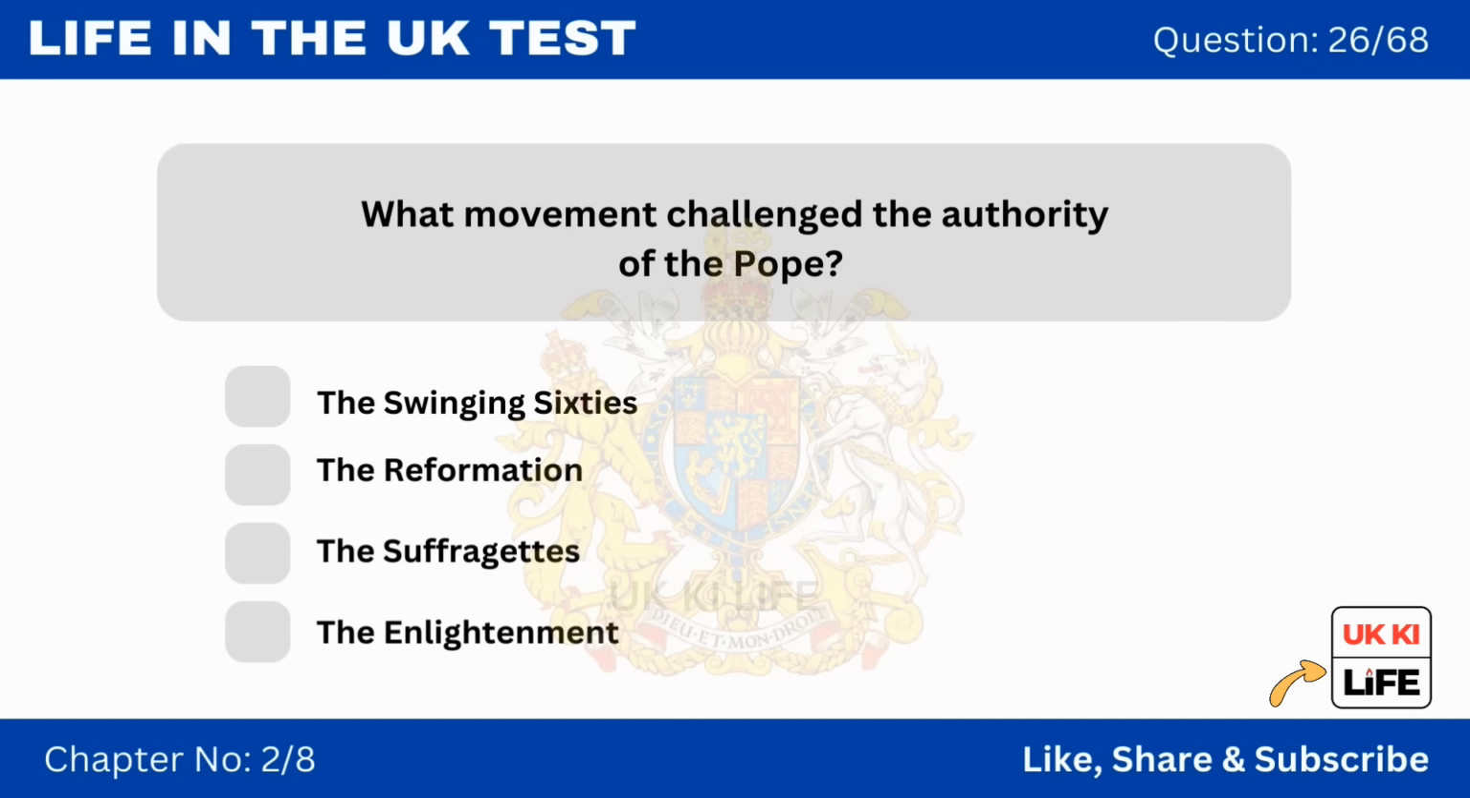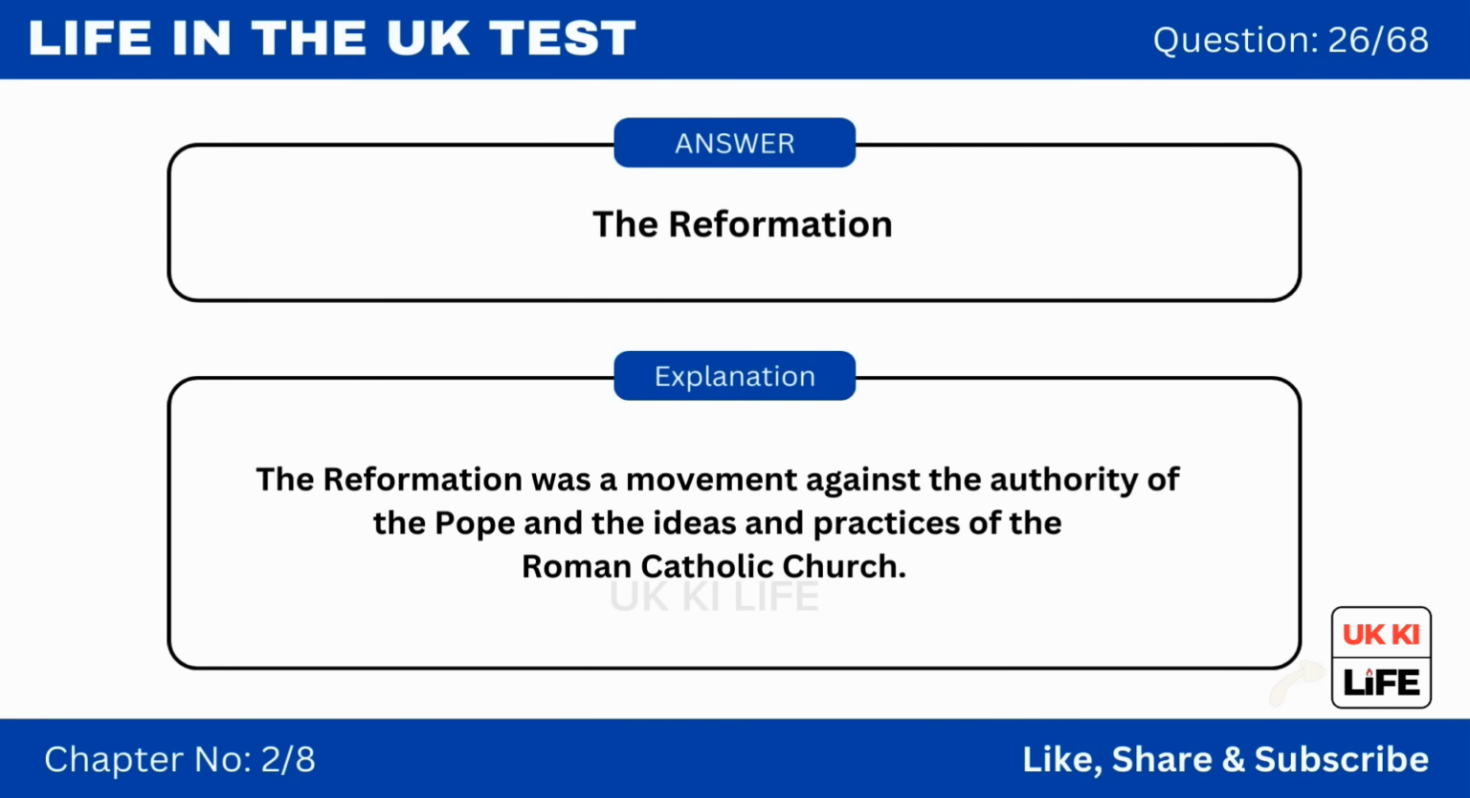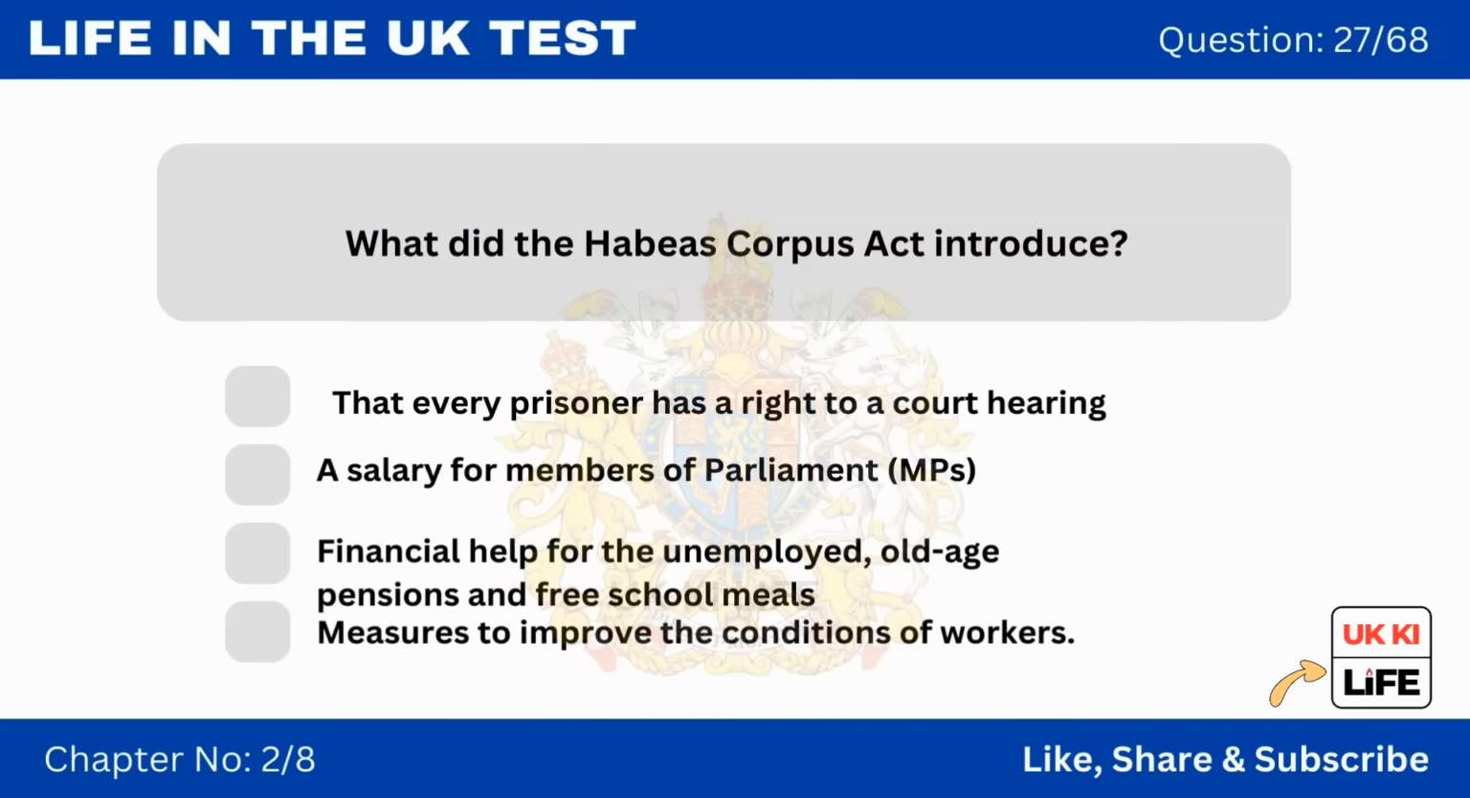The correct option is B. Explanation. The Reformation was a movement against the authority of the Pope and the ideas and practices of the Roman Catholic Church. Question 27. What did the Habeas Corpus Act introduce? That every prisoner has a right to a court hearing, a salary for members of Parliament, MPs, financial help for the unemployed, old age pensions and free school meals, measures to improve the conditions of workers.